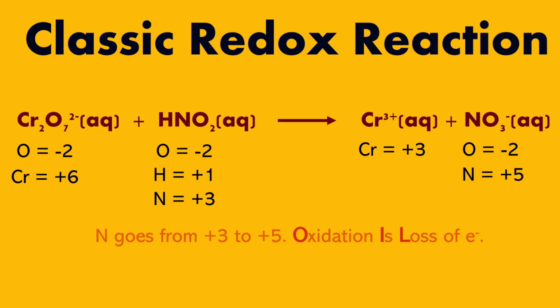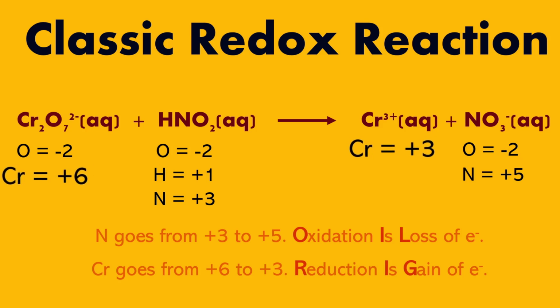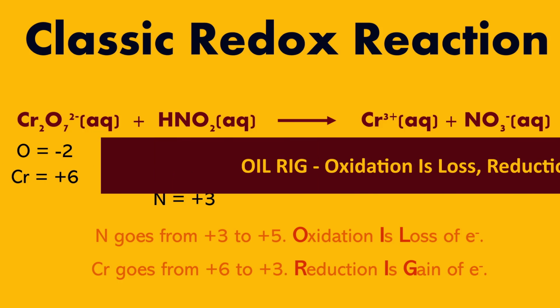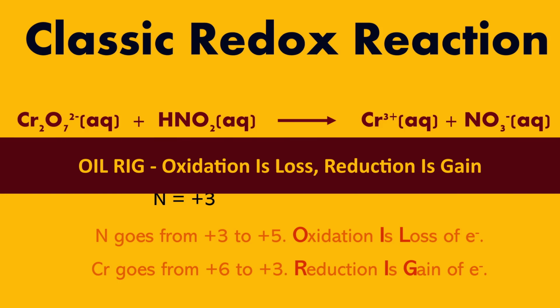So, one of the little quick phrases that we use to remember this is oxidation is loss of electrons. So the nitrogen has been oxidized because it has lost 2 electrons. Now, on the flip side, our chromium goes from a +6 to a +3. So it is actually gaining electrons. And if you recall, reduction is the gain of electrons. So it is being reduced.